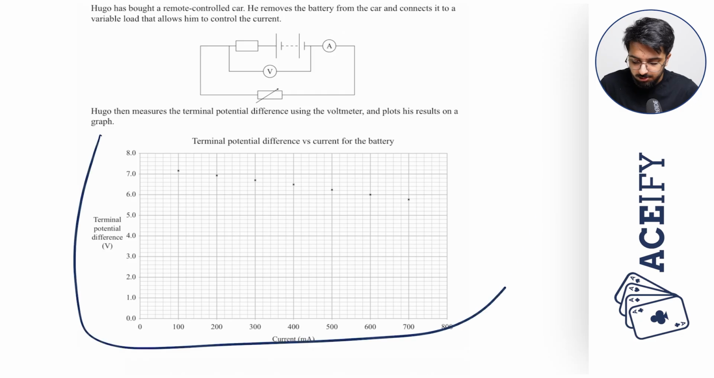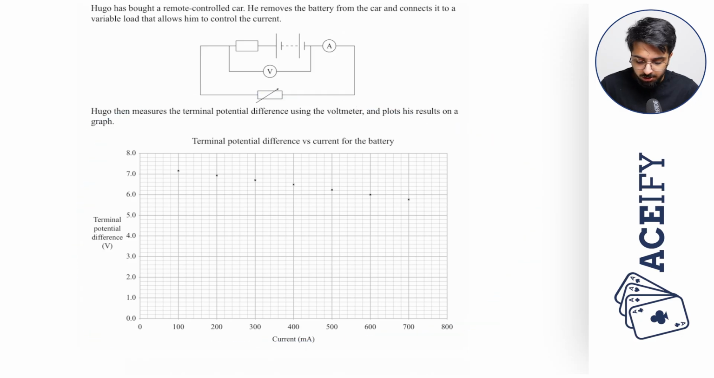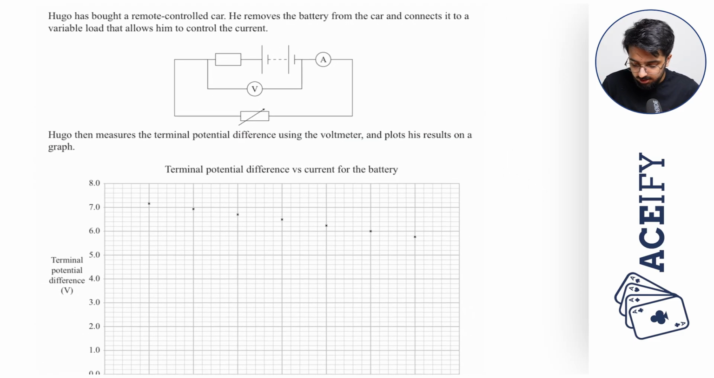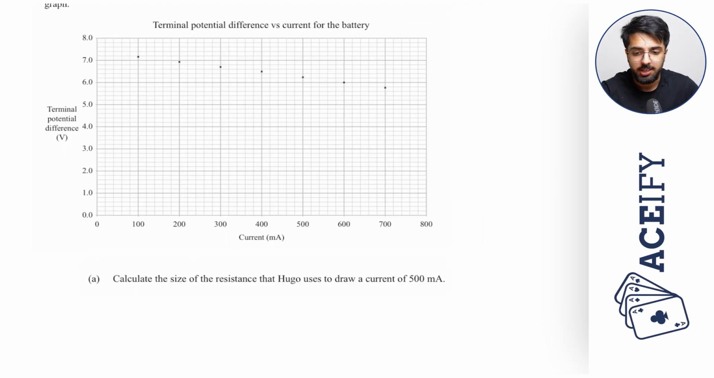And the circuit setup just allows us to plot a graph with the voltage on the y-axis and the current on the x-axis, okay? And this is done by changing this resistor here. This is a variable resistor, so we change the resistor values and we get different voltage and current values out of it, okay? So part A wants us to calculate the size of the resistance that Hugo uses to draw a current of 500 milliamps, all right?